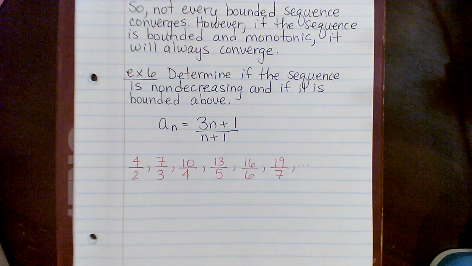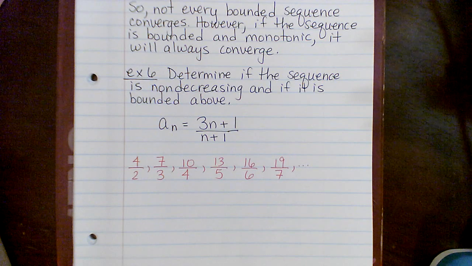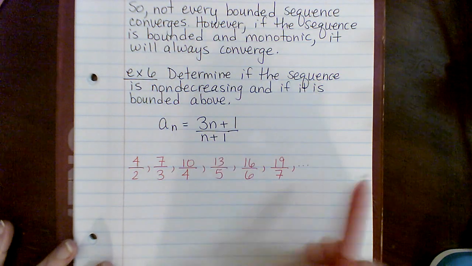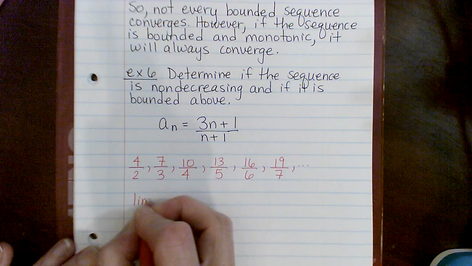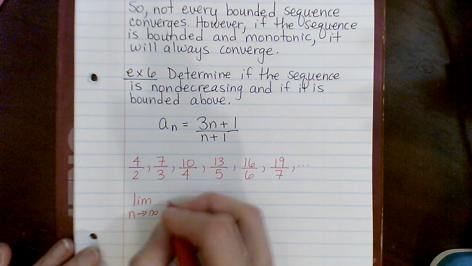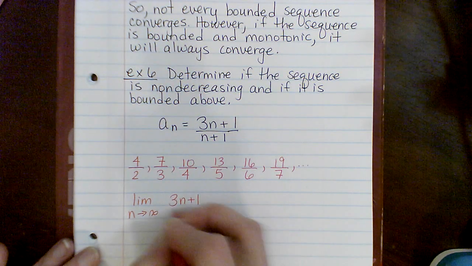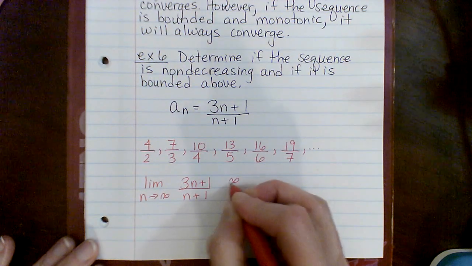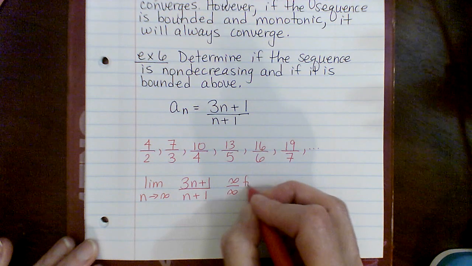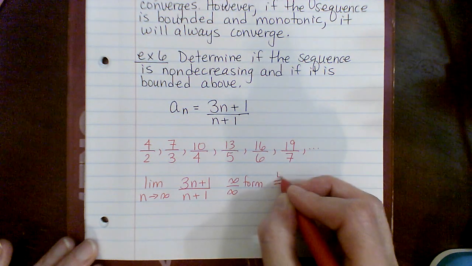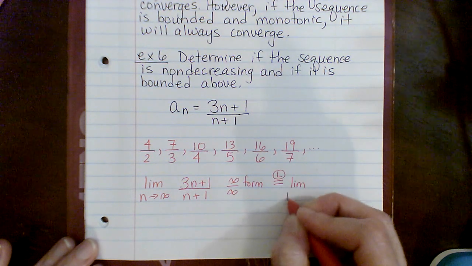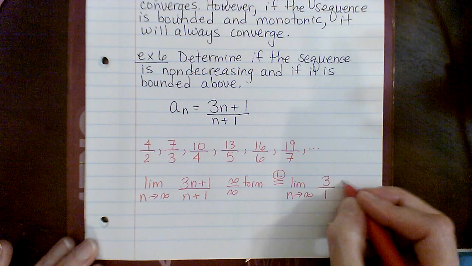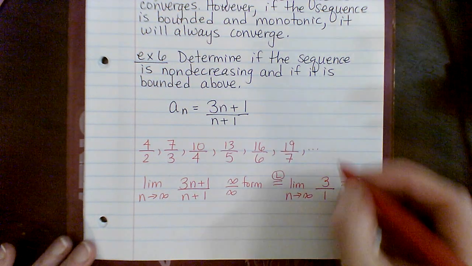Does this converge? Well, yeah, because we can look at L'Hopital here, right? So you can think, what is the limit as n goes to infinity of 3n plus 1 over n plus 1? We know that that's infinity over infinity form. So if we use L'Hopital, that's going to give me 3 over 1, or just 3. Okay, so that converges to 3.